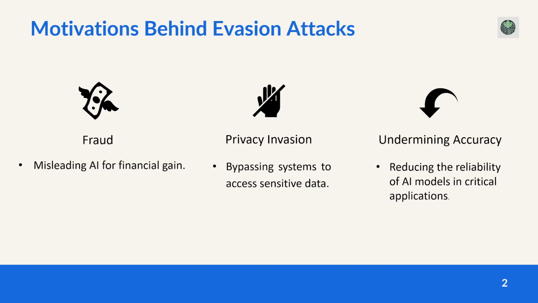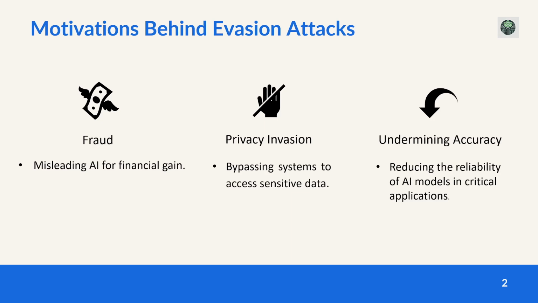So, why do attackers use evasion attacks? The motivations can range from financial gains to privacy violations or simply undermining the reliability of an AI system. For example, in fraud, an attacker might evade an AI model used for detecting suspicious financial transactions, allowing that fraudulent activity to go unnoticed. Another motivation is privacy evasion.